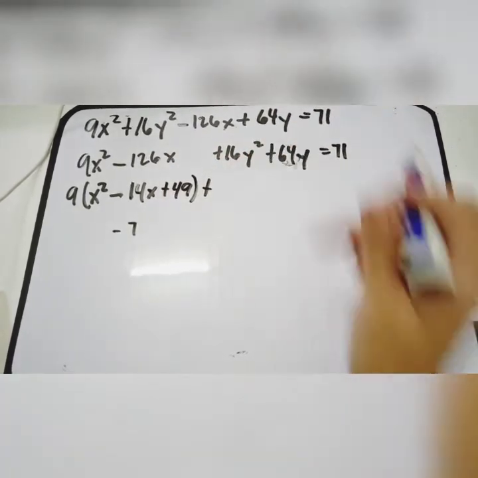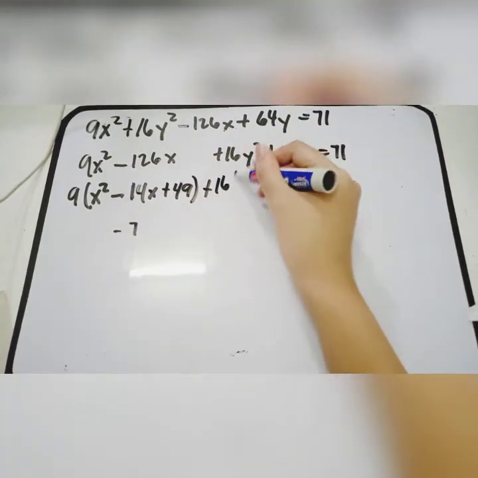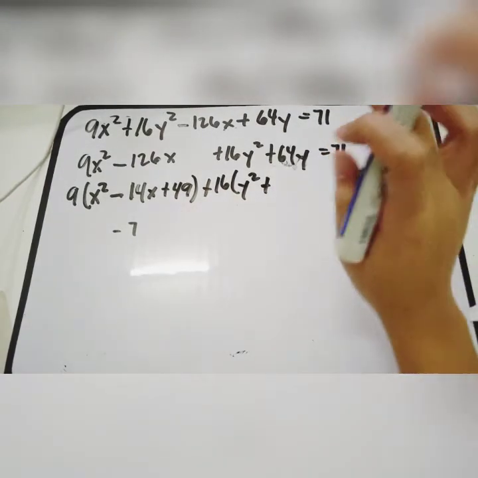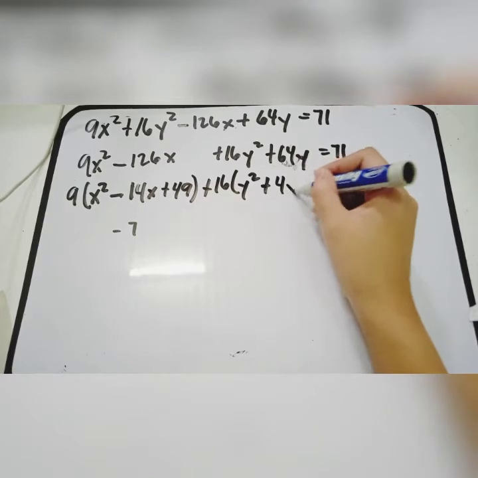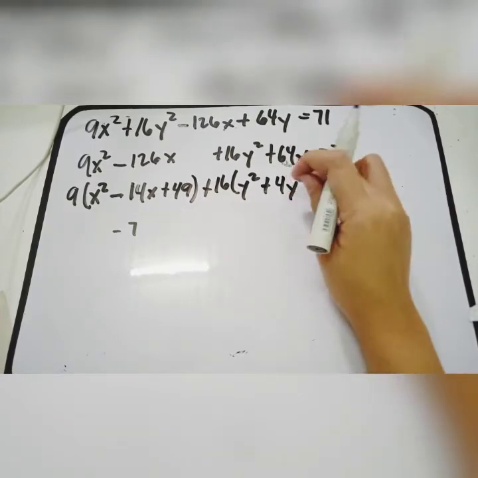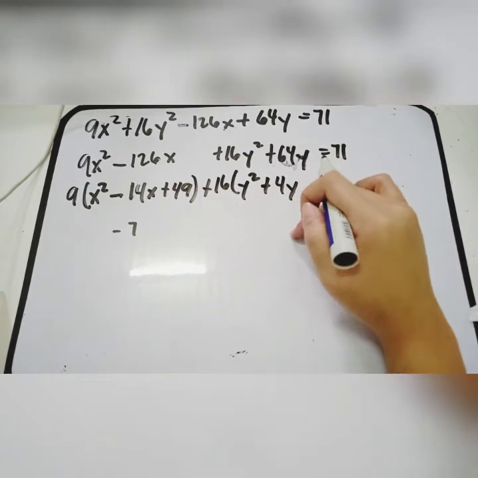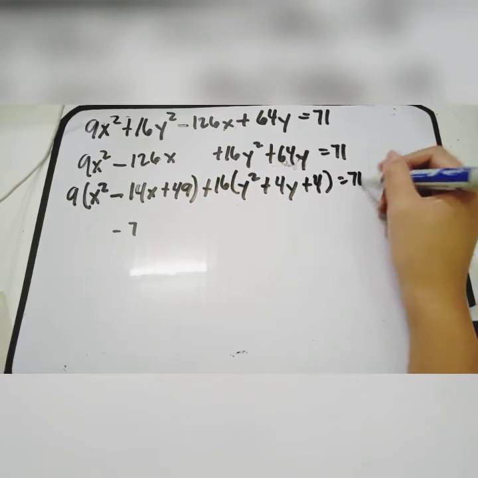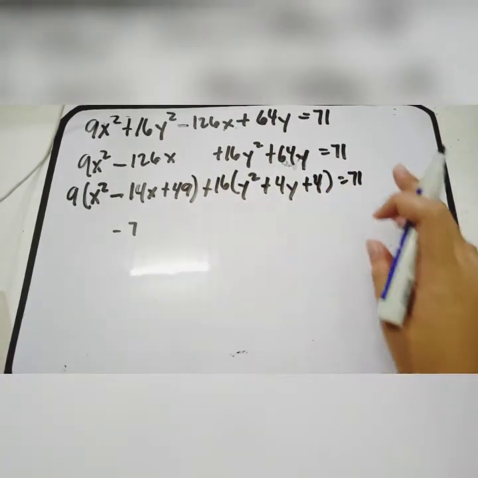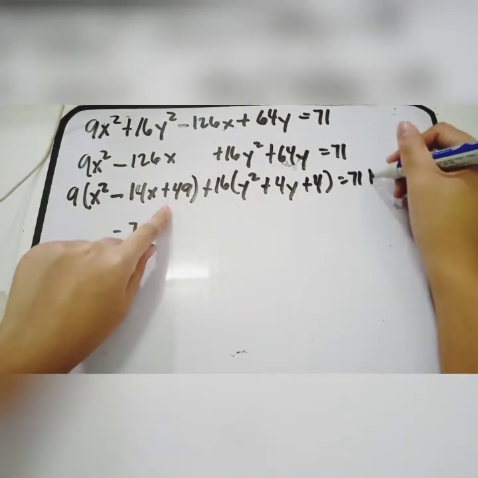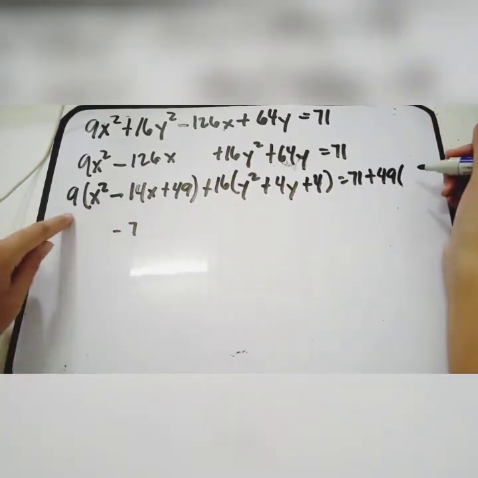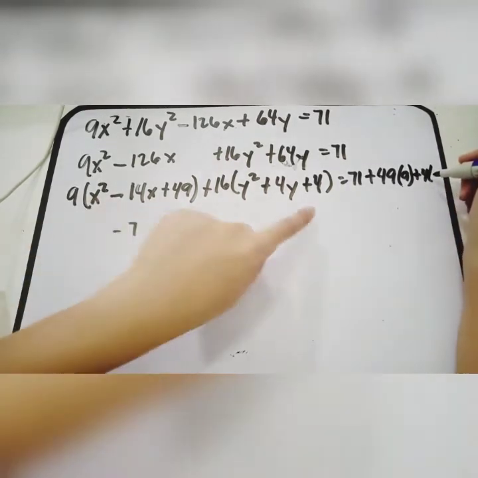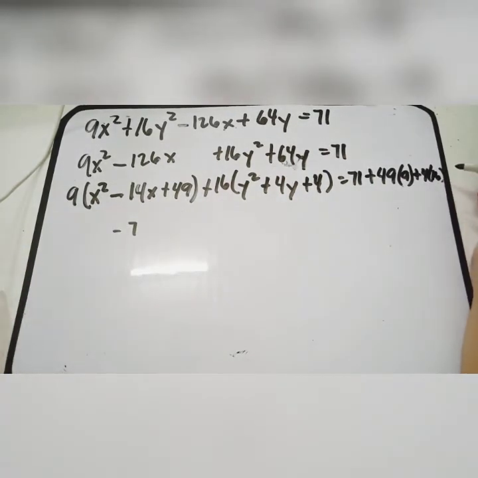Okay, plus, factor out 16 from the y terms. So, 16 times y squared plus, 64 divided by 16 is equal to 4y. So, to get the third term, divide this by 2. So, 4 divided by 2 is 2. So, 2 squared is positive 4, equal to 71. So, whatever we added on this side, we also add on the other side. So, 49 plus 49, and then along with it 9 plus 4, along with 4, 16. Okay?